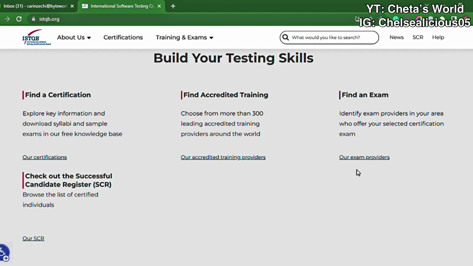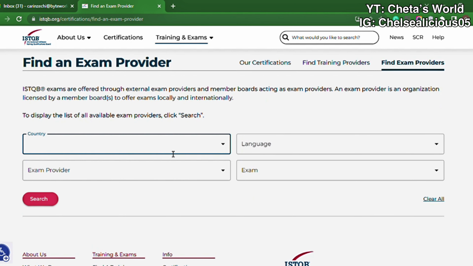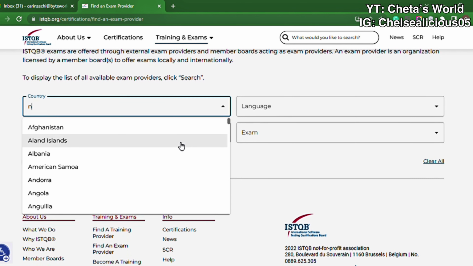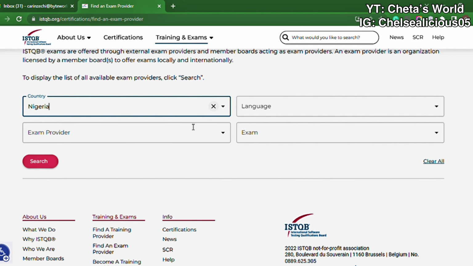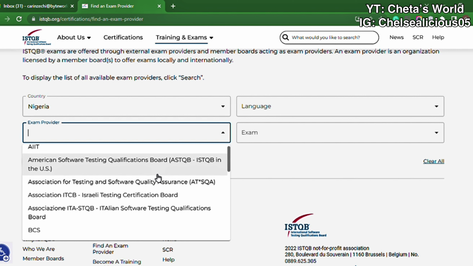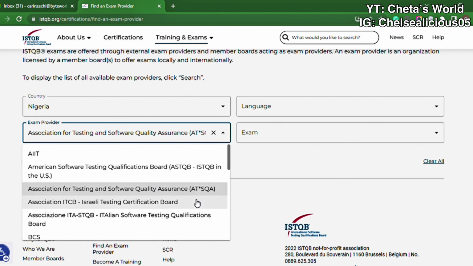Then you find exam providers in your country, so you can filter by what country you are in. I am in Nigeria and there are a number of exam providers in Nigeria. If you are in other countries, you input your country and find exam providers in your country. For myself, I chose the ISTQA, and the ISTQA stands for Association for Testing and Software Quality Assurance. It is an exam provider here in Nigeria, and I used them to actually register for my exam, basically.